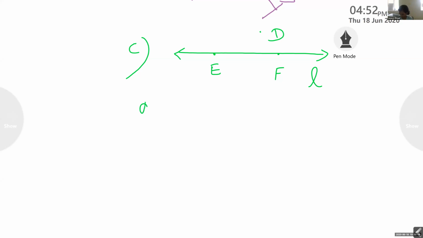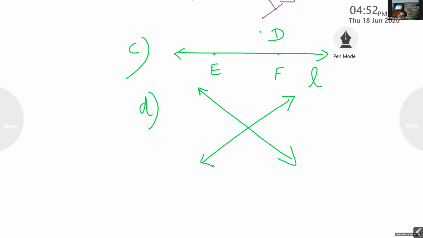Okay. Next question is, OP and OQ meet at O. There are 2 lines, OP and OQ. So O is here. Lines OP and OQ meet at O. O is this point.